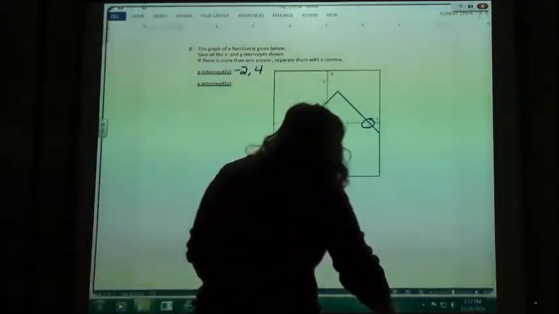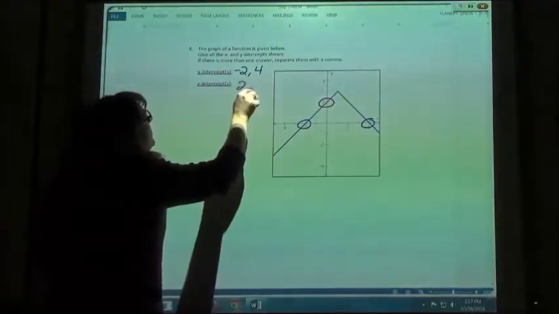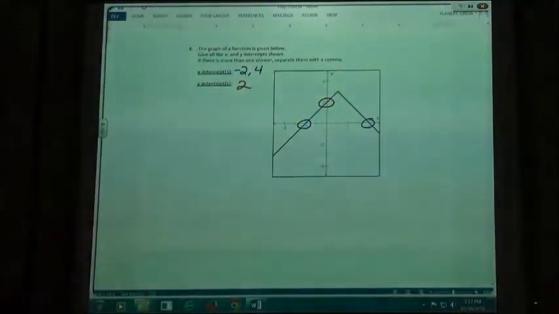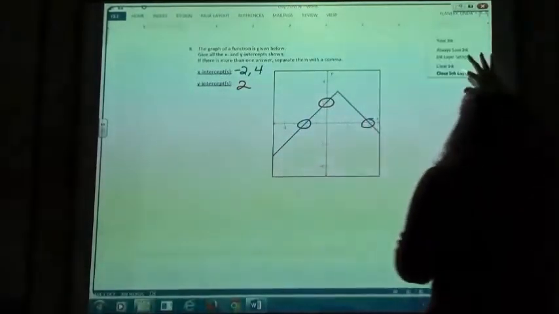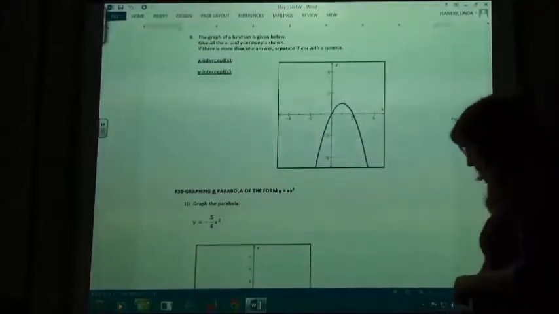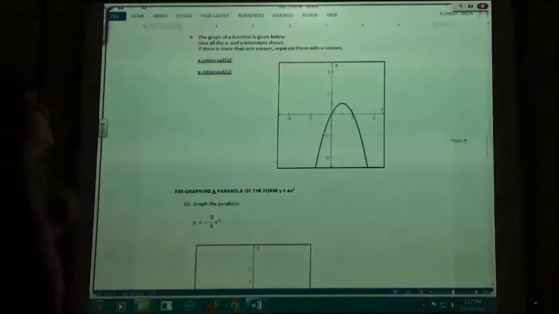My y-intercept, where am I touching my y-axis? Right there at 2 is the only spot that I'm touching my y-axis. So my x-intercepts were -2 and +4. My y-intercept, 2. And number 9 then. Finding my x-intercepts and my y-intercepts.